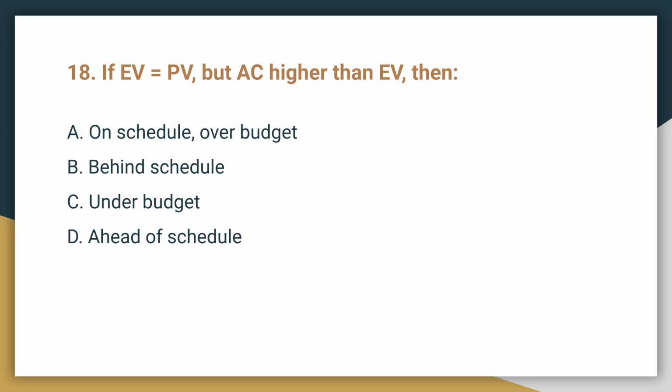Question 18. If EV equals PV, but AC is higher than EV, then this means A, on schedule, over budget. EV equals PV indicates the project is on schedule, but AC higher than EV shows it is over budget.